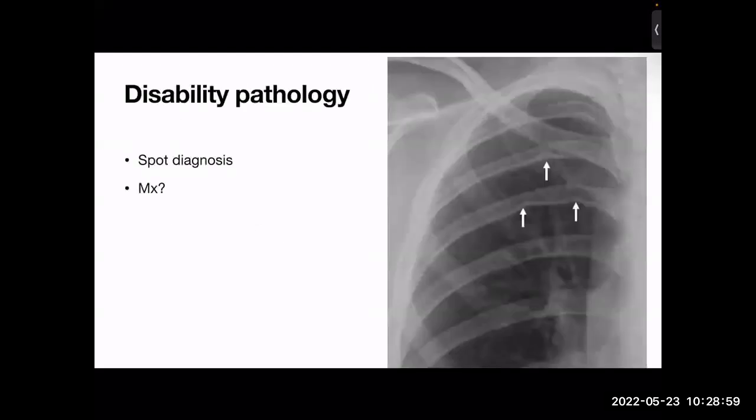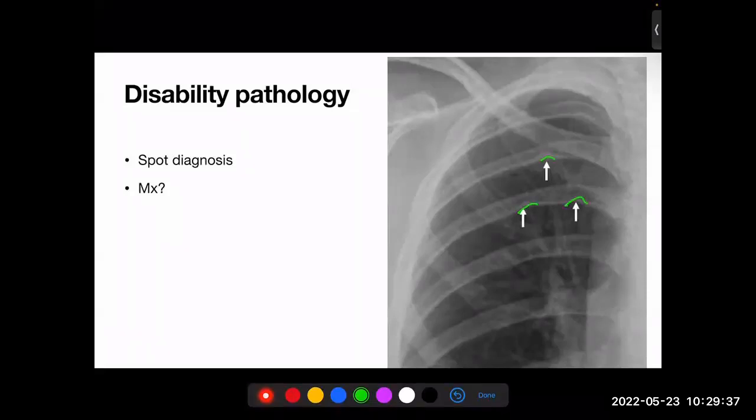Okay. So what is your spot diagnosis? What's happening with the arrows? There seems to be a lesion on the bone, on the ribs. What's happening to the ribs? Is there a lesion, or do you see no lesion? There's a lesion. That is rib notching. The ribs look normal, but they are a bit notched. What disease causes rib notching?